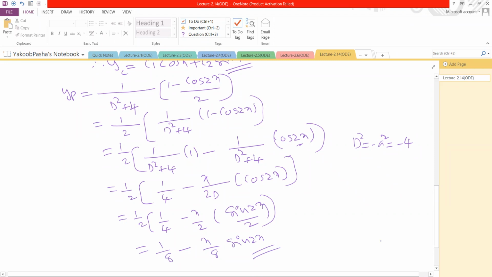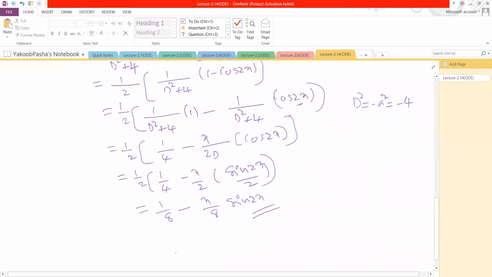And therefore the general solution is y is equal to yc plus yp. Yc is c1 cos 2x plus c2 sin 2x, plus 1 by 8 minus x by 8 into sin 2x. This is the general solution.